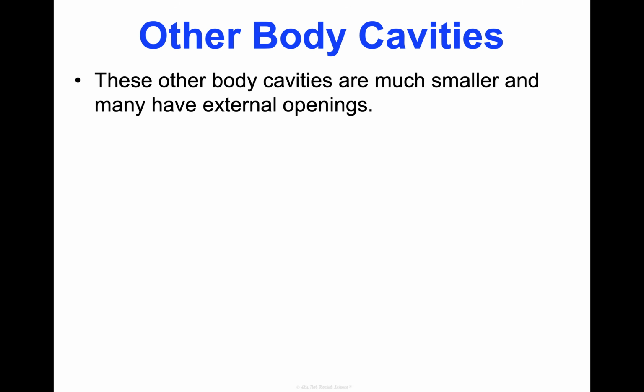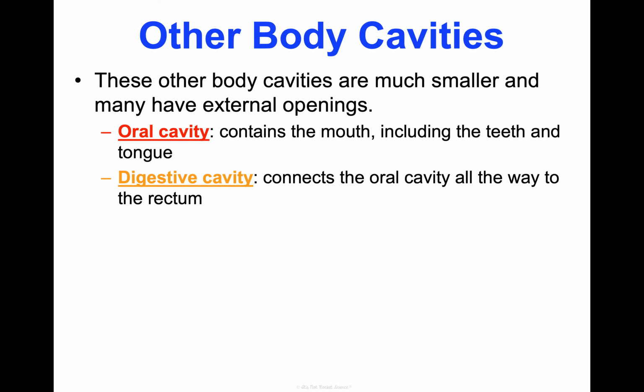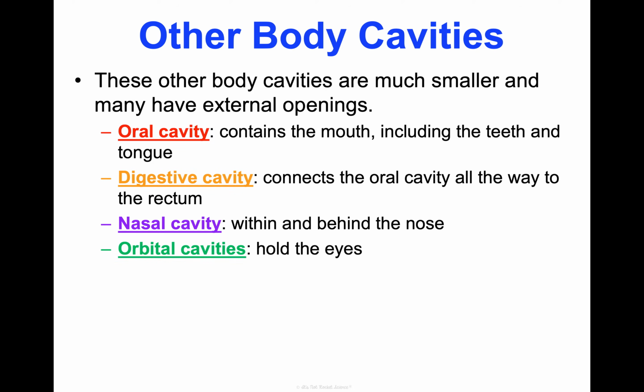Some other body cavities are much, much smaller and tend to actually have an external opening also. All of those other ones we talked about did not. Your oral cavity, this is like your mouth and your teeth and your tongue. Your digestive cavity, which connects the oral cavity all the way down to your rectum. Your nasal cavity, which is within and behind the nose.